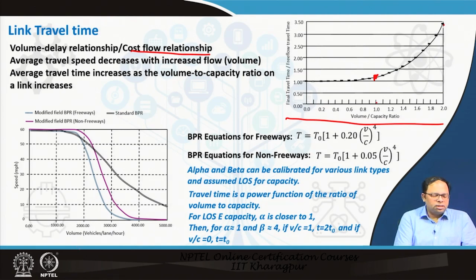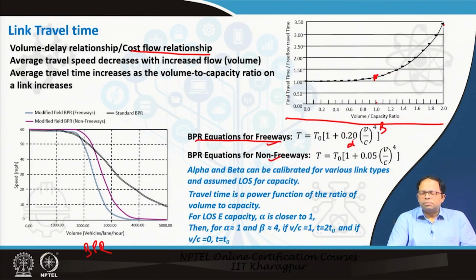And over here, this is the BPR equation. These are the BPR curves. We have learned about the BPR, Bureau of Public Roads, function, where we estimate the travel time of a link based on volume by capacity and the free flow time. We had alpha and beta here, and the alpha value was 0.15 last time. But now we are considering freeways and non-freeways, and these coefficients have changed: 0.15 has become 0.2 in case of freeways, and for non-freeways it has become 0.05.